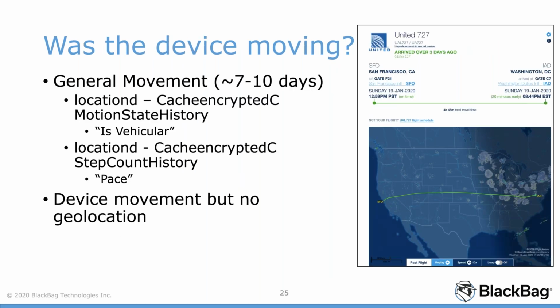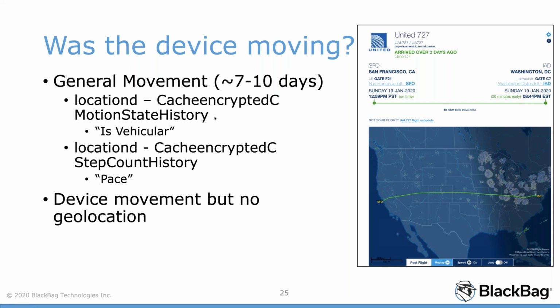Now, another one is, was the device moving? We don't care about location per se. We just want to know, is the device sitting on the desk or was it actually moving with the user, like in their back pocket or something like that. So there are a couple of different places we can get this information. The motion state history from locationd is going to tell you if it's in a vehicle or not. It tries to guess. Sometimes it is spot on. Sometimes it really doesn't have a clue. So watch it with that one. And then we have locationd step count history.